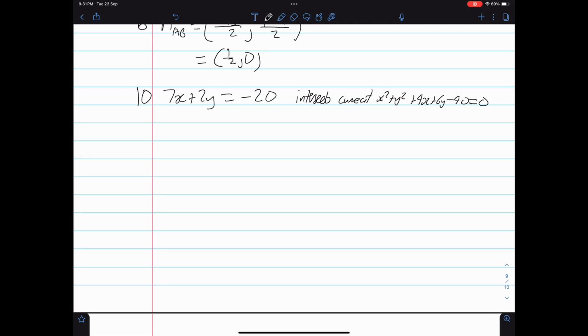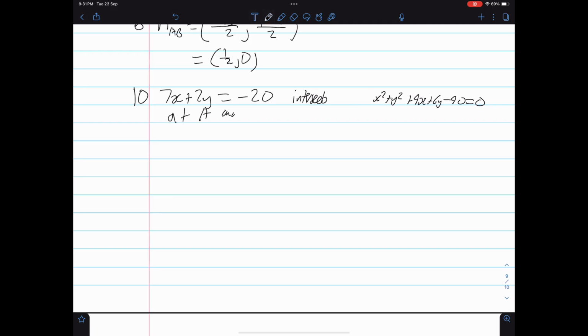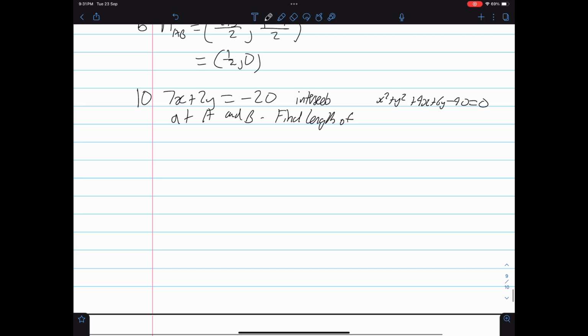Equals 0. That's a circle equation. And that's at A and B again. Find the length of line AB. Right, the first thing we need to do is find A and B. And what we're going to do is complete the square on this one.